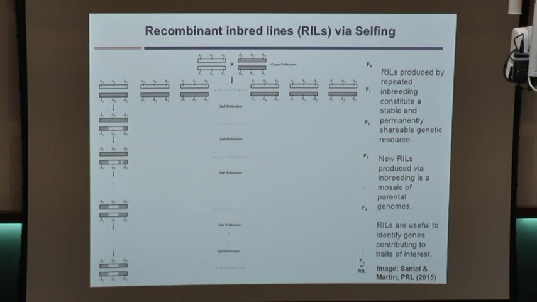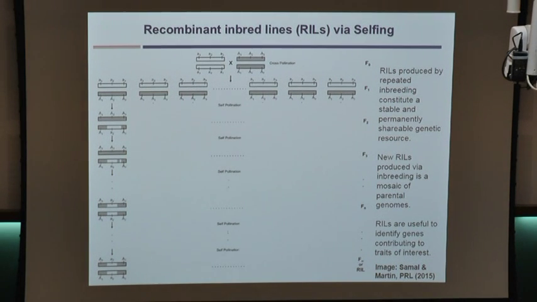So what are recombinant inbred lines? They are strains that are produced through repeated inbreeding, and they constitute a stable and permanently shareable genetic resource. But how do you achieve that? At F0, if you remember Mendel's case, you start with two homozygous parents, which are shown here, and you cross them. In the next generation, recombination or no recombination, all the individuals that you expect are of the heterozygous state. That's what you'll get. Even if recombination occurs here, you will get the same gamete. Is that clear to you?